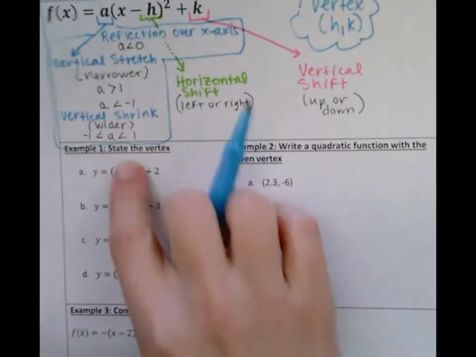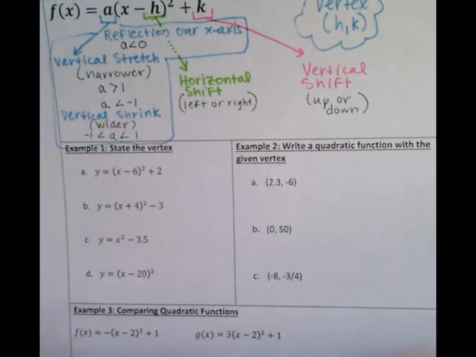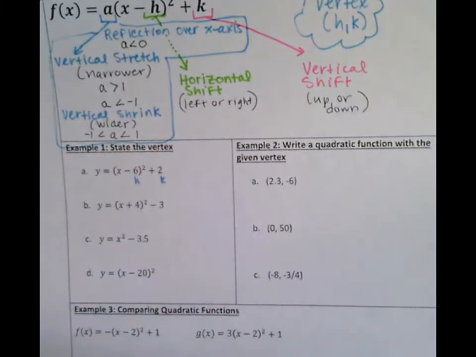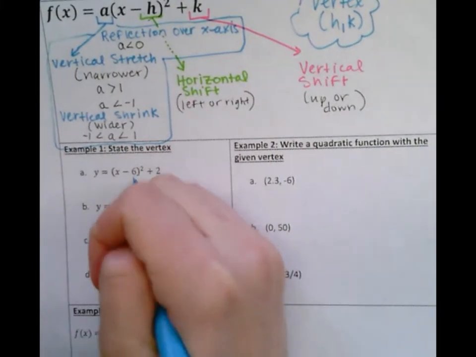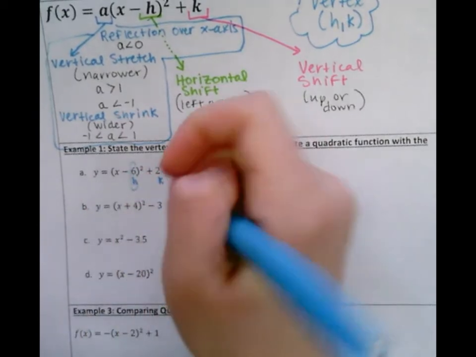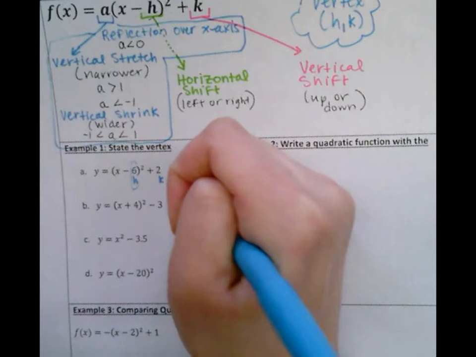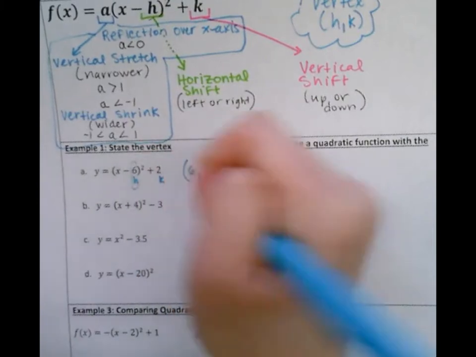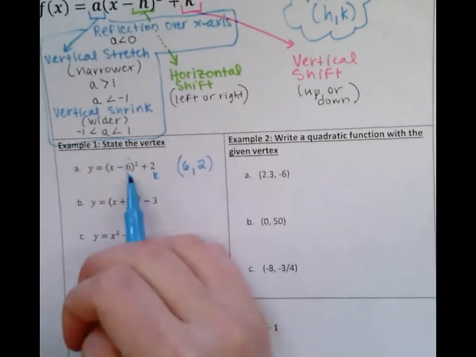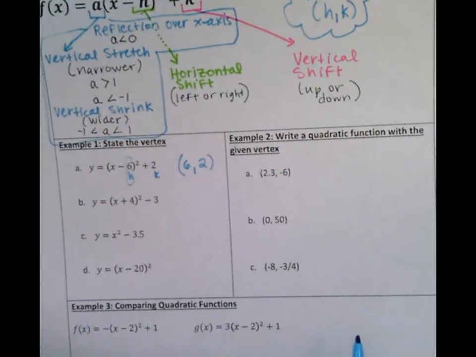So when I look at my first set of examples in example 1, it says state the vertex. So the idea is I need to identify my h and my k. In this case, for h, remember, I'm doing the opposite sign of what I see. Because I see a -6, that's moving it to the right, so +6 for the x value of the vertex, and then +2 for the y value of the vertex. So I kept the sign the same for the k, but I switched the sign for the h because I know it moves in the opposite direction.